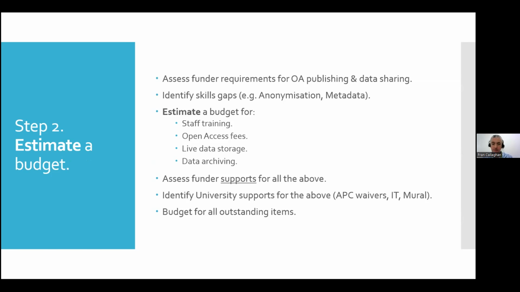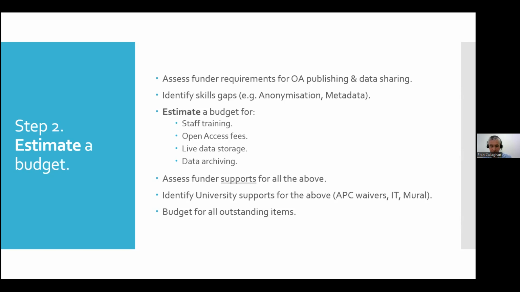The first thing to do is assess your funder requirements for OA publishing and data sharing. That's where your funder will say all of your project outputs should be open. That's both publications and data sets. And these are the way we want you to do it. And these are restrictions that we will allow and the restrictions we won't allow. For example, embargoes.